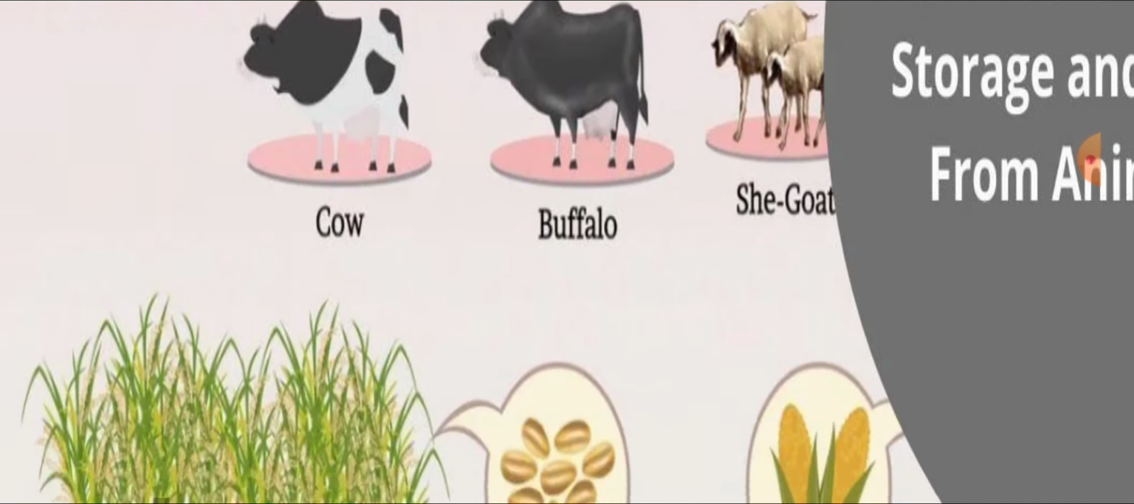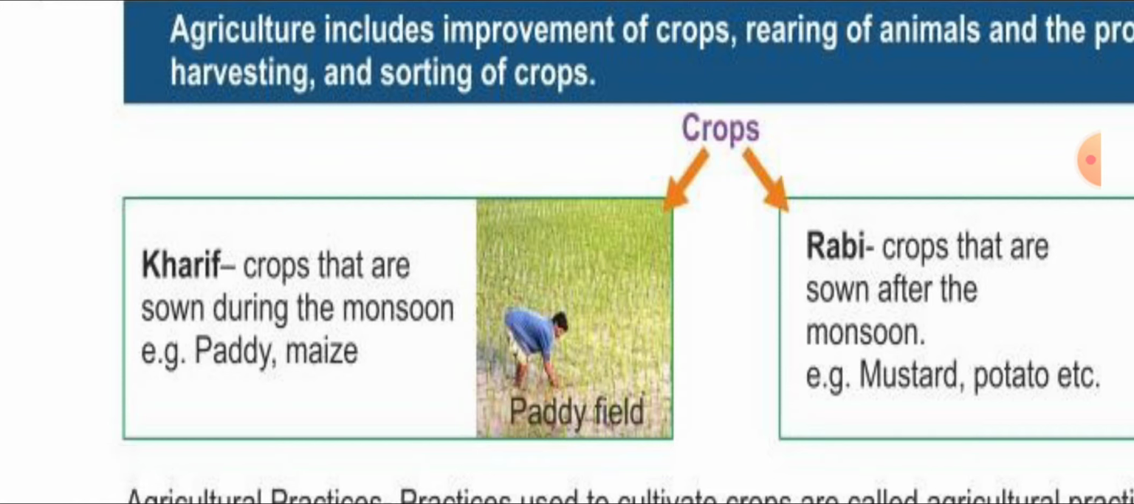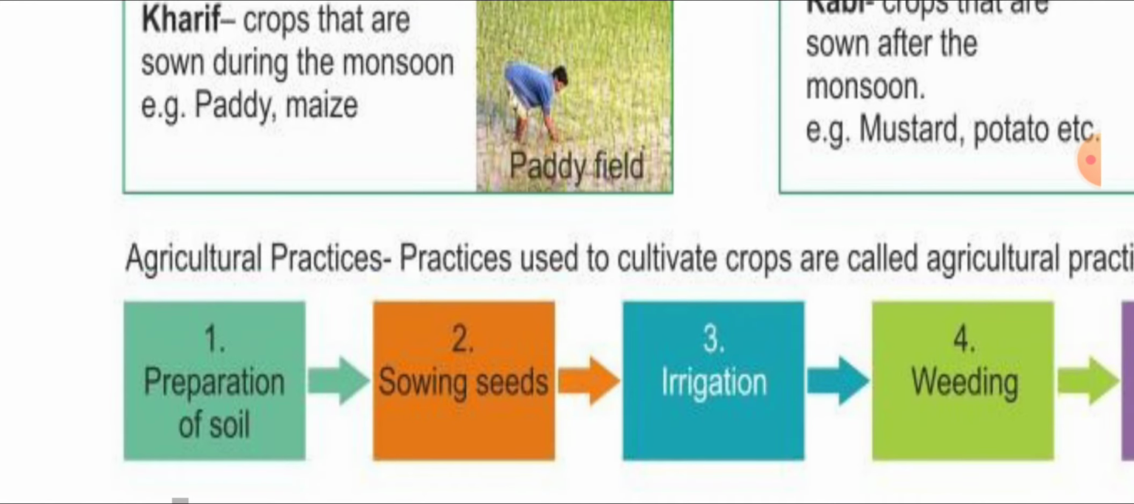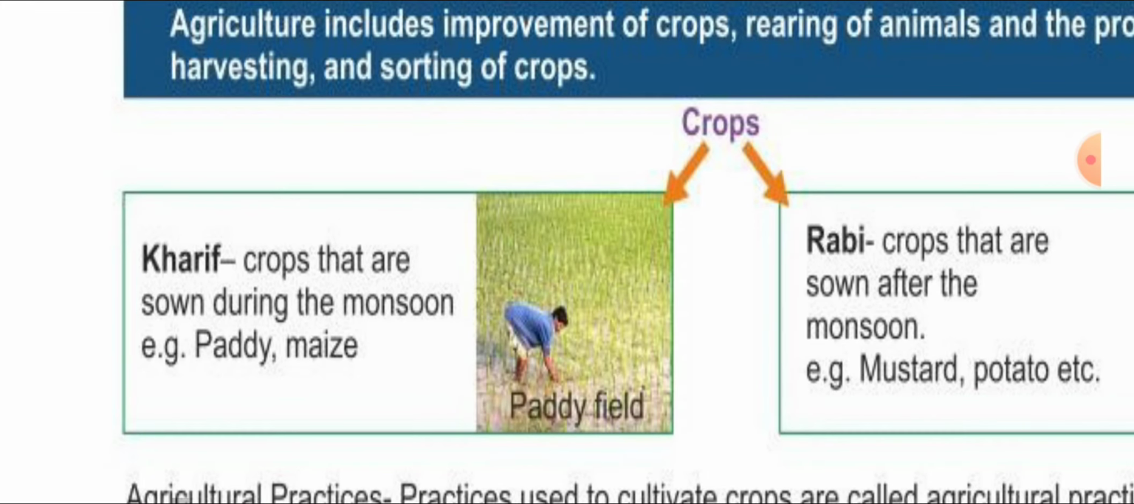How can there be improvement in the crop yield? There are mainly two types of crops which are grown: kharif crops and rabi crops. Kharif crops are grown in the rainy season, like paddy, soybean, pigeon pea, etc. Rabi crops are grown in the winter season: wheat, gram, peas, mustard, and linseed.